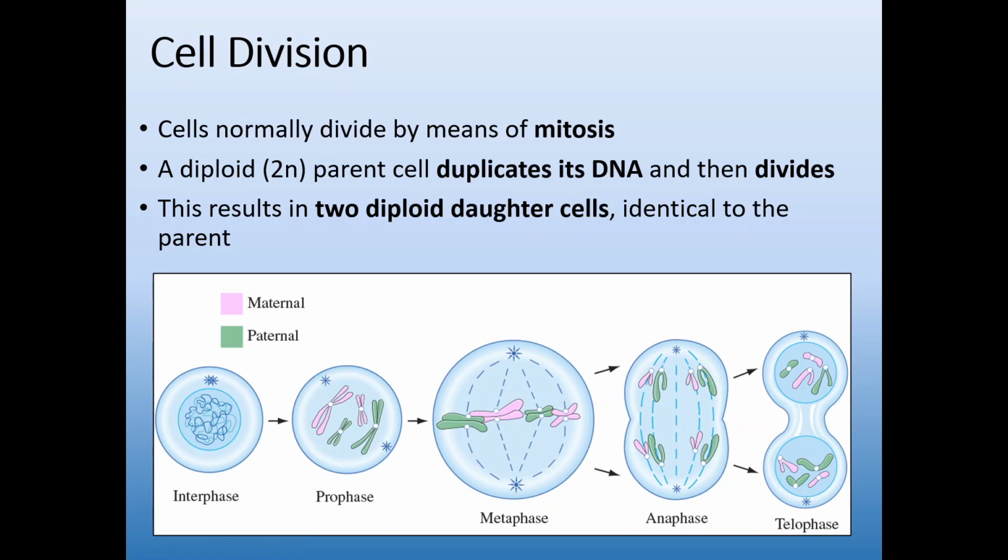You have to duplicate the DNA because otherwise your two daughter cells are going to have half the DNA of the parent. So you need to duplicate it first so that when you separate it, you end up with two fully functional cells that have a full set of chromosomes, or full two sets, excuse me. So the result of a single process of mitosis is two fully diploid daughter cells. These are going to be identical to the parent. So this is a key difference between mitosis and meiosis. Mitosis always results in daughter cells that are identical to the one you started with.